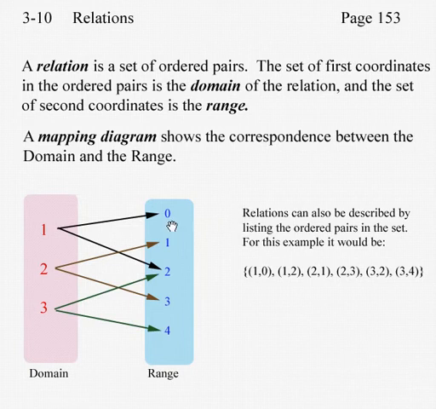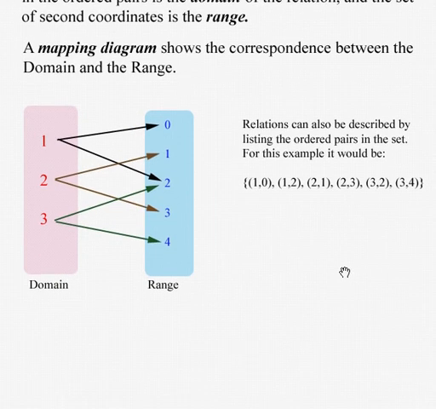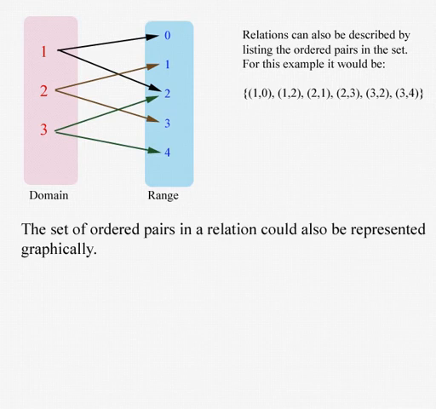So another way to describe this particular relation is by listing all the ordered pairs in the set. As we said, we've got 1, 0. We have 1, 2, we have the ordered pair 2, 1, we have the ordered pair 2, 3, we have the ordered pair 3, 2, and we have our last ordered pair 3, 4. So that's the set of ordered pairs known as our relation.